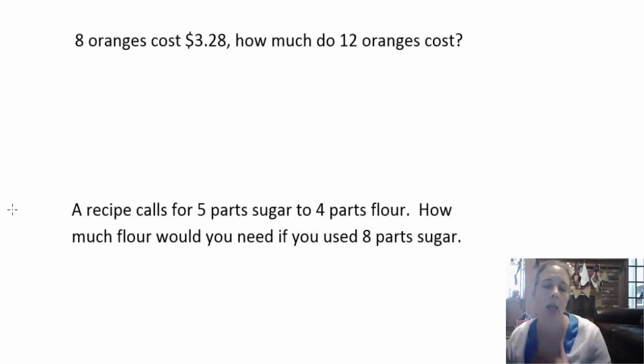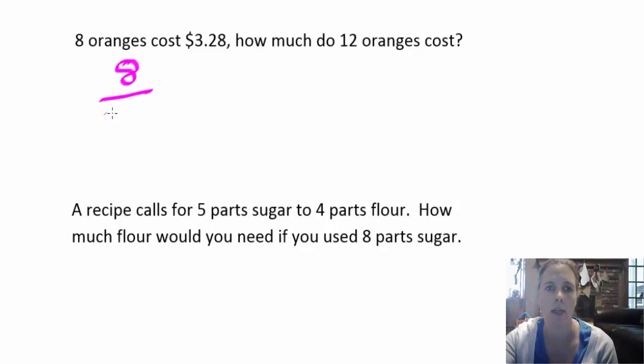So this is where it becomes really relevant, and you're really going to use this. If you have 8 oranges that cost $3.28, how much do 12 oranges cost? So we need to set up a proportion. We have 8 oranges for $3.28. You can put the $3.28 on the top. It doesn't matter.